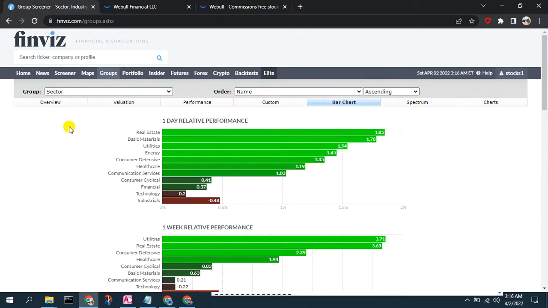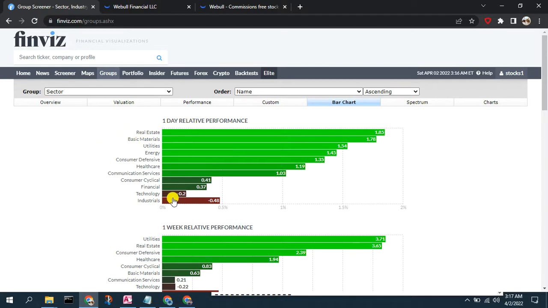Okay, let's take a quick look at the sectors and industries. This is the Groups tab in FinViz. I've got sectors selected. We have a separate video on how to go into this in more detail and then how to find stocks and hot industries, etc. I'll put the link to that video in the description box, so I won't go into that in detail.